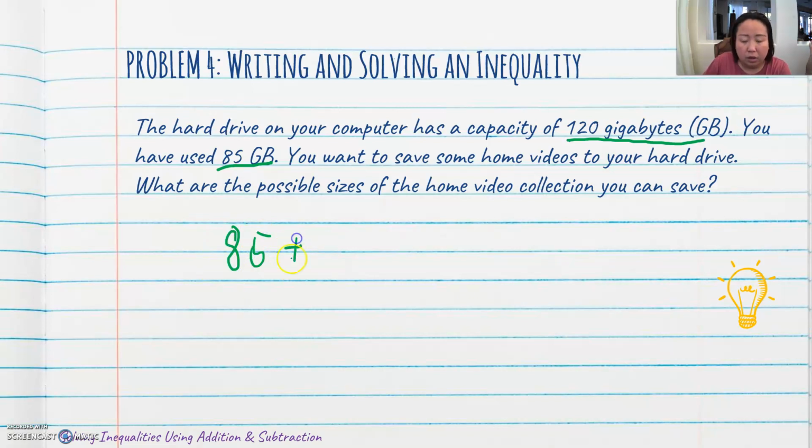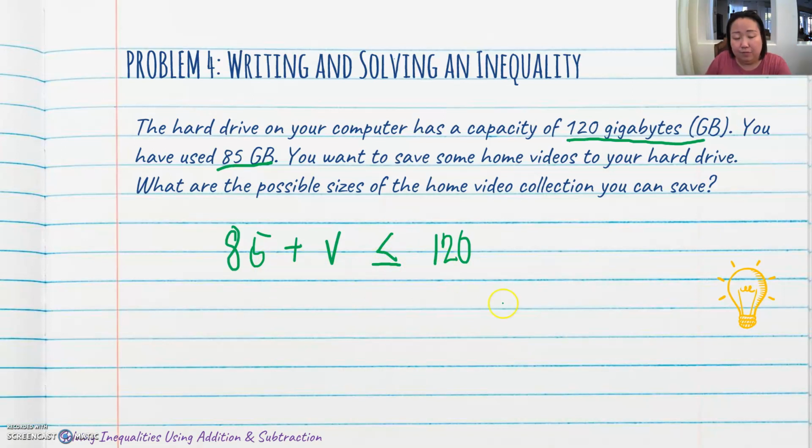So we can set up our inequality to be 85 plus, we do not know the video collection, so let's use V for that. We have to remember that once we add the used storage and what you will be saving, it cannot exceed 120 gigs. So it could be equal to 120, but it has to be less than. It cannot go greater than 120. And so the inequality that we will use is less than or equal to.